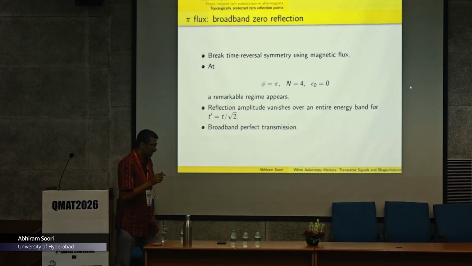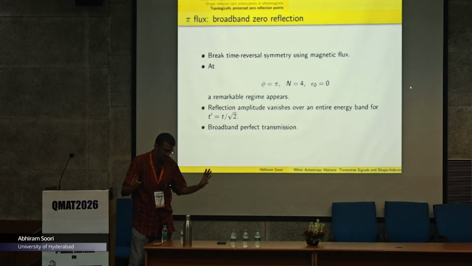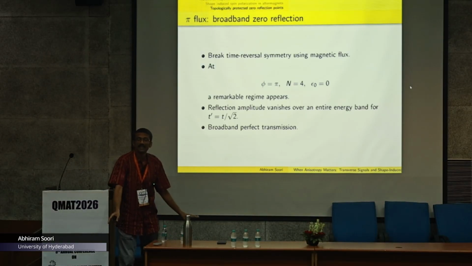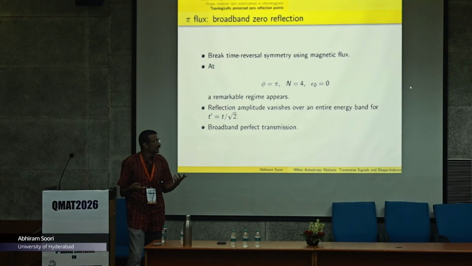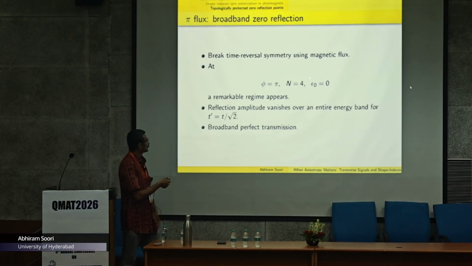And something very, very interesting which we found towards the end of this project is that you take a 4-wire junction and put a pi flux. Pi flux does not break time reversal symmetry, right? So what do you get in pi flux? When you have pi flux and let's say epsilon naught not equal to 0, and let's say T prime, you make it as T divided by root 2.